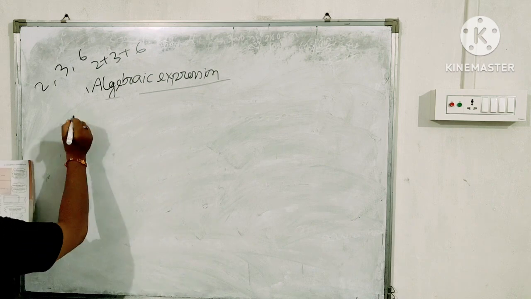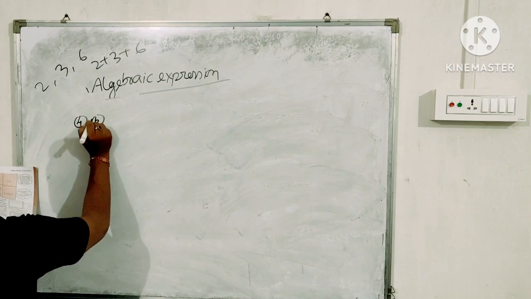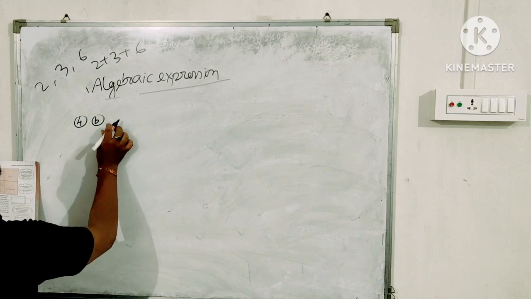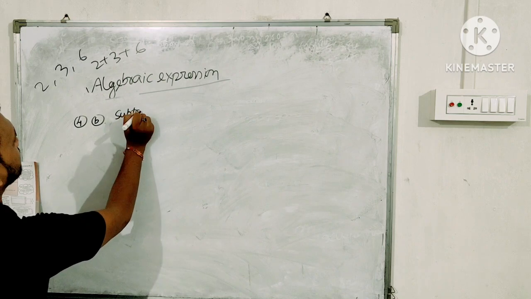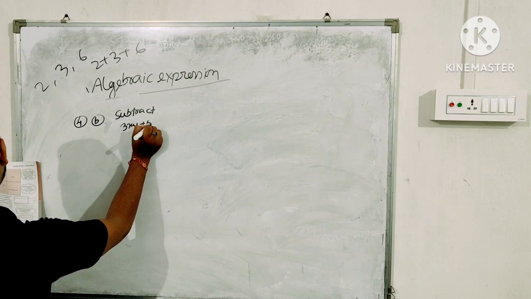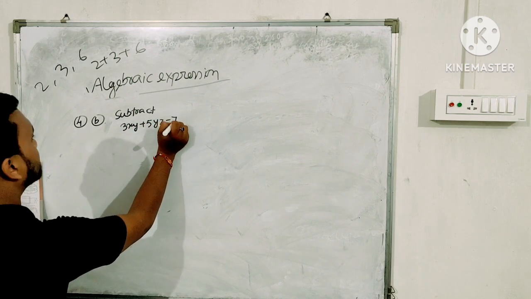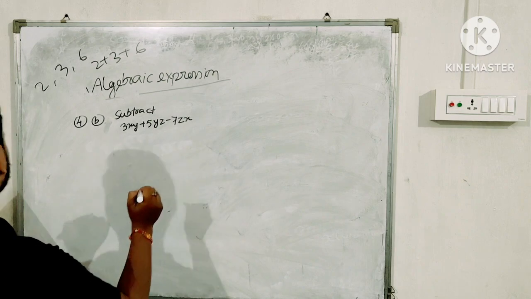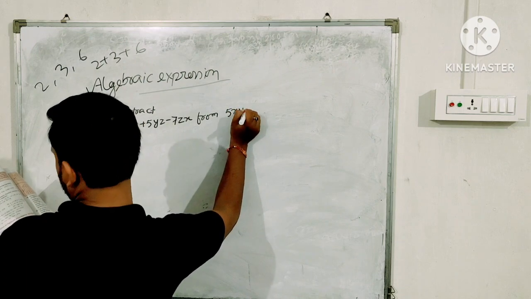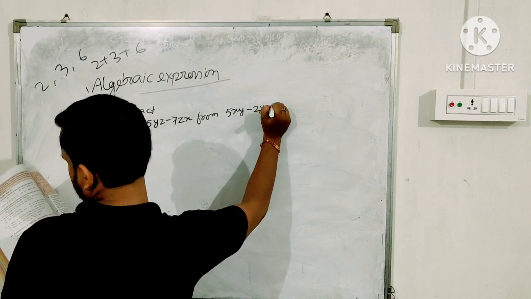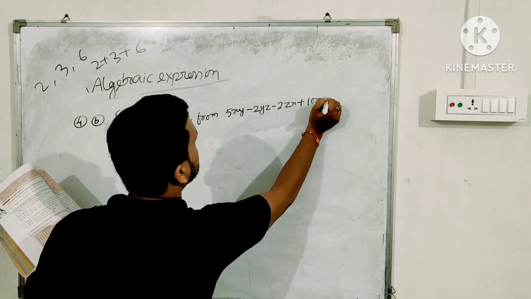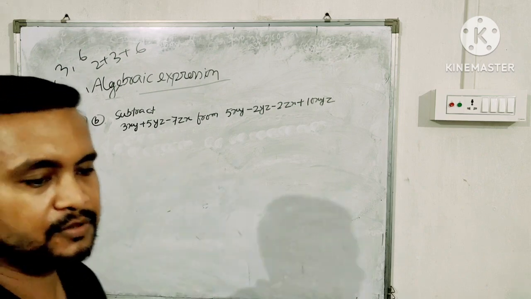Next question is question number 4b. This question says subtract 3xy, 5yz, 7zx from 5xy, 2yz, 2zx plus 10xyz. This also we have to do by subtraction.